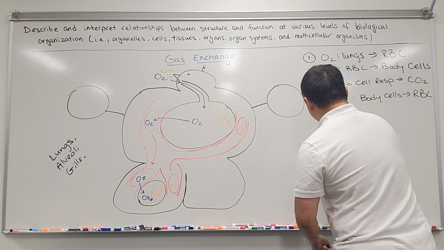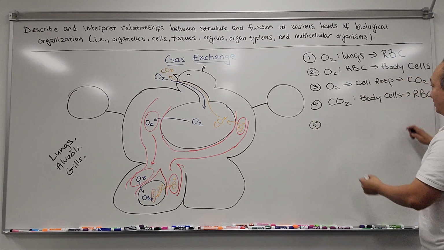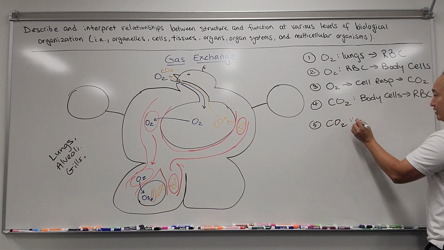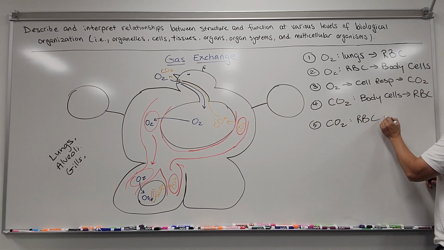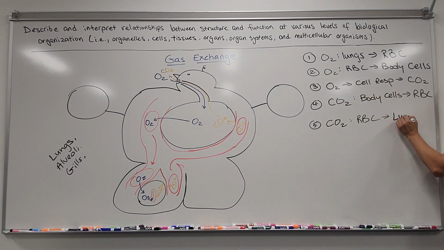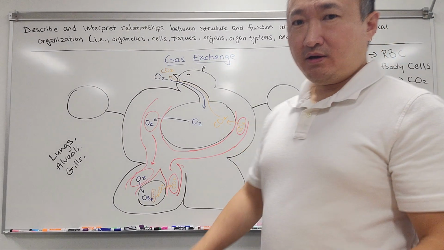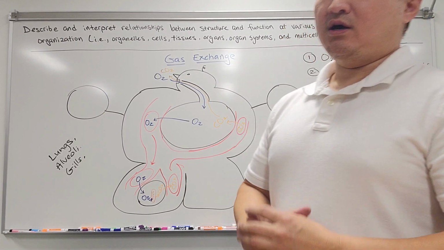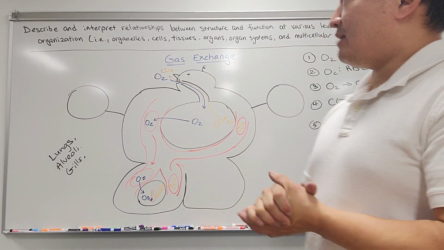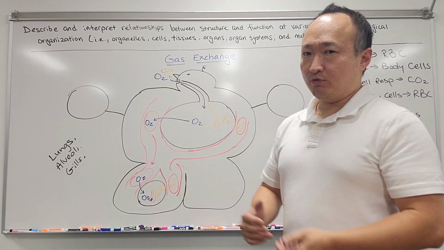So finally, step 5 here. Let's go back. The carbon dioxide is now in our red blood cells. It's going to move from the red blood cells to the lungs, or gills if you're a fish, and we're going to breathe it out. So if we summarize this in the 5 steps over there, that's nice and condensed. And this is one of the most common examples of how multiple levels of organization work together to perform one common function.